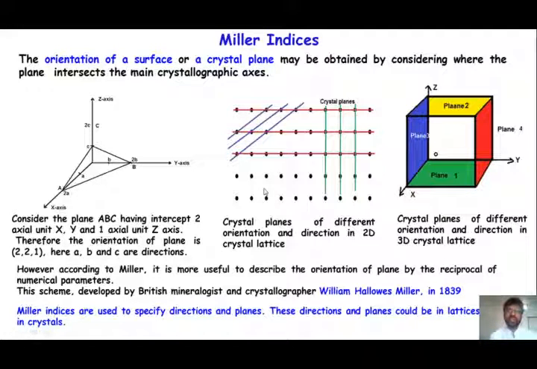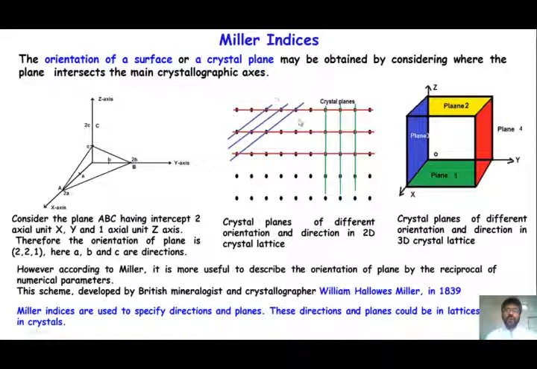Now in the first chapter we have seen how the crystal is formed in a two-dimensional lattice and also in a three-dimensional lattice. Consider here this two-dimensional crystal lattice. It has a number of lattice points. If we connect these lattice points by a line, all these lattice points are in one plane, and that plane is known as the crystal plane. If we connect the second row of these lattice points, then there is a second crystalline plane, and in this way we connect all these lattice points along the x direction.